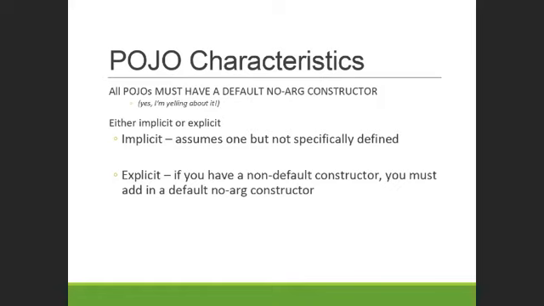So what does that mean? An implicit one assumes one, but one is not specifically defined. So if you have no constructors listed in your class, you have one implicit default no arg constructor. It just doesn't show there, but it always has one. Now, if you have a non-default constructor, that constructor overrides our default no arg constructor. You'll remember what overriding methods are from week 4, where we create the same method name, but they have different parameters going into it. So once we create a non-default constructor, then we have to add in our default no arg constructor so that we end up with 2.